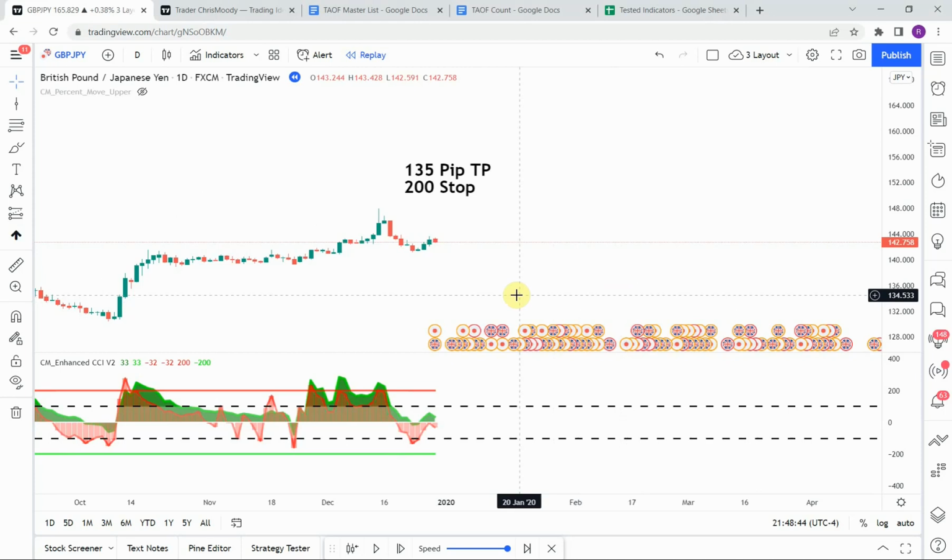Today we will be testing the CM Enhanced CCI V2 indicator.